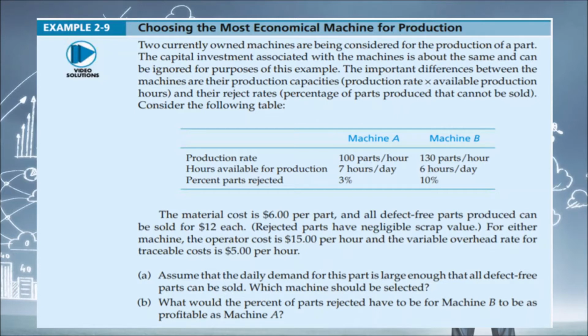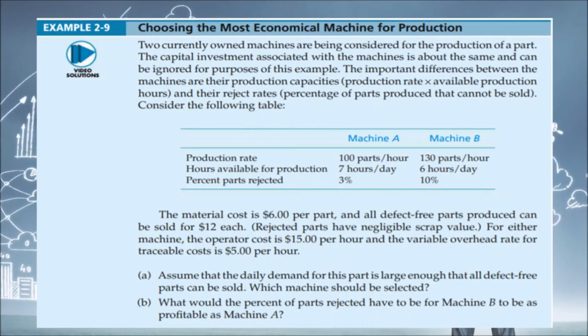The material cost is $6 per part, and all defect-free parts produced can be sold for $12 each. For either machine, the operator cost is $15 per hour, and the variable overhead rate for the traceable cost is $5 per hour. Letter A. Assume that the daily demand for this part is large enough that all defect-free parts can be sold. Which machine should be selected?